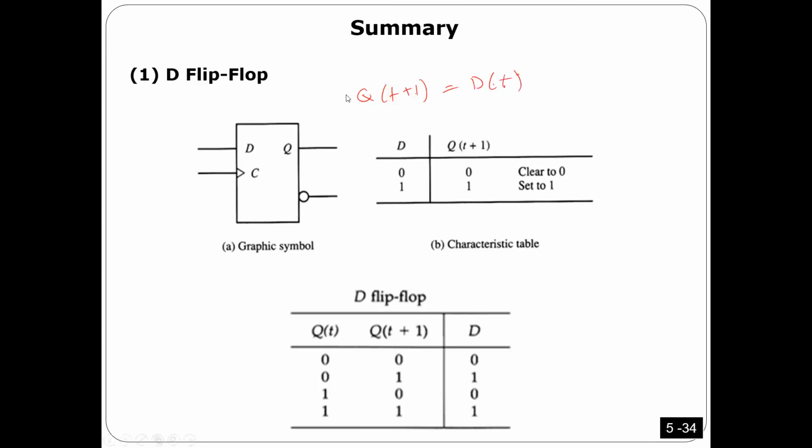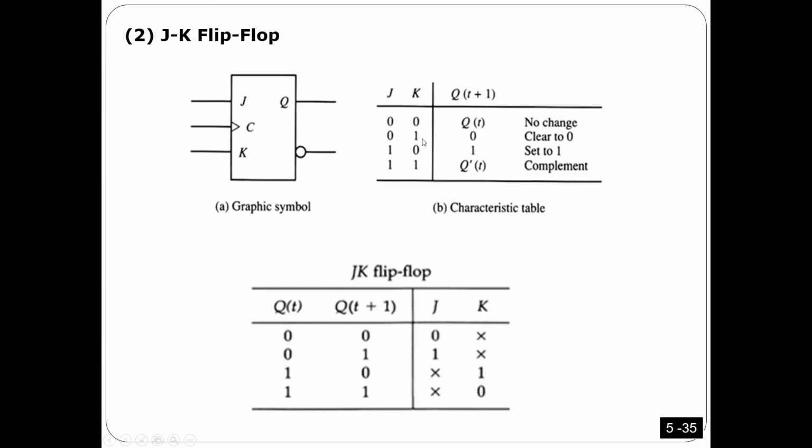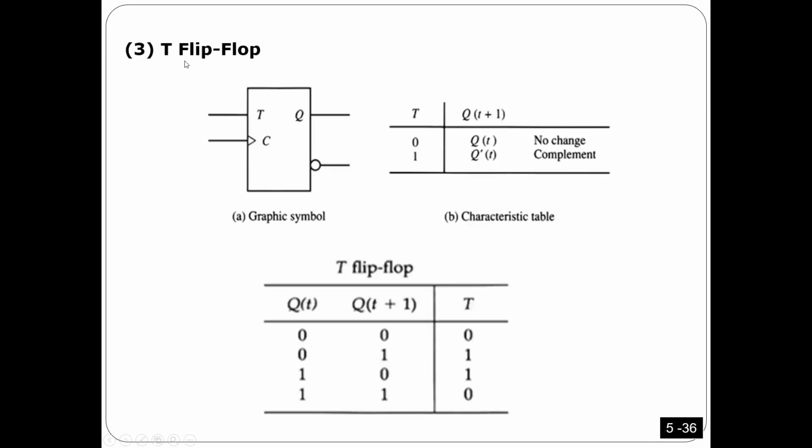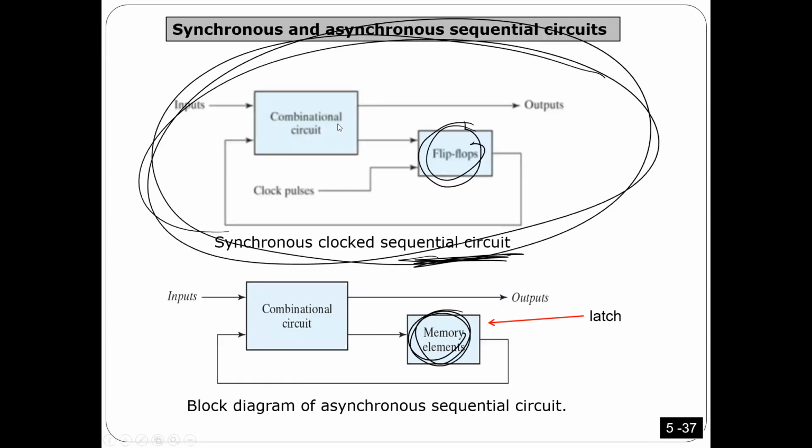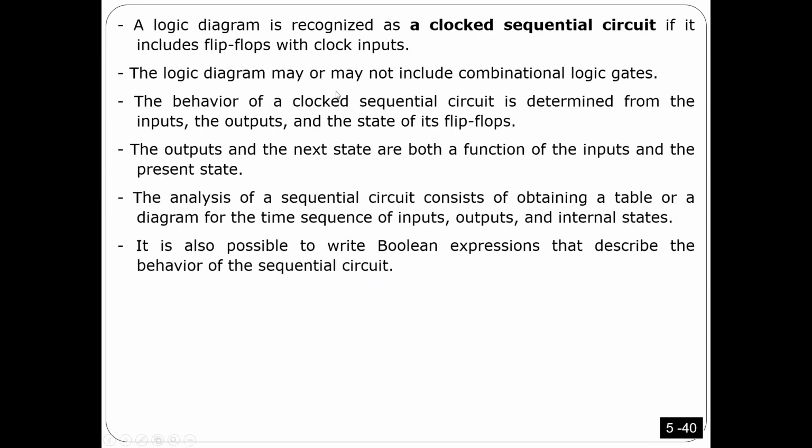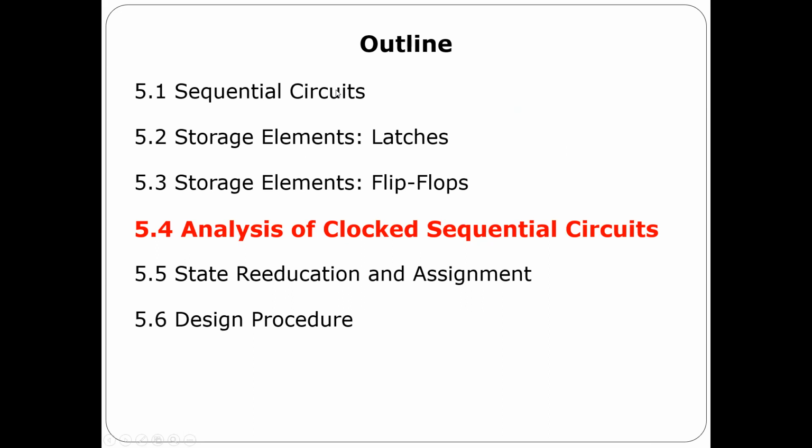The second one here is the JK flip-flop, and this is the truth table, or characteristic table, as I explained, and this is how it looks like. The last one here is the T flip-flop. So in the coming quiz, there will be 3 questions: one for T flip-flop, one for D flip-flop, one for JK flip-flop. Is that okay? That's what I explained here about synchronous and asynchronous sequential circuits. Any questions?